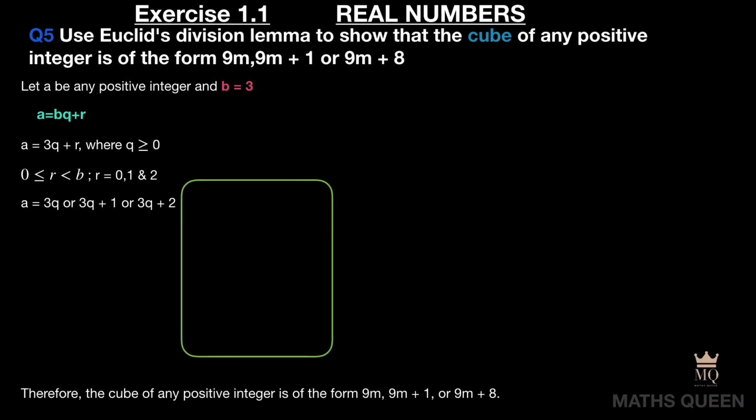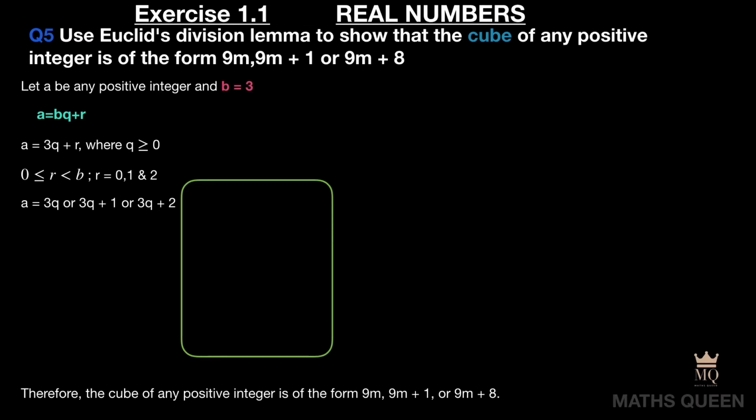Applying Euclid's division lemma, we have a is equal to bq plus r. Substituting the value of b, we have a is equal to 3q plus r, where q is some integer such that q is greater than or equal to 0. So 0 less than or equal to r less than b. So r can be either 0, 1 or 2. So we have a is equal to 3q, 3q plus 1 or 3q plus 2. So we got 3 cases.